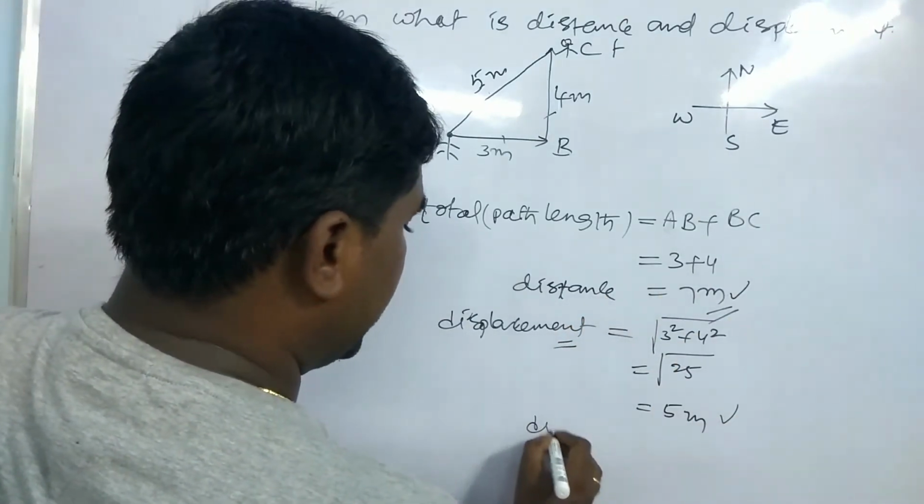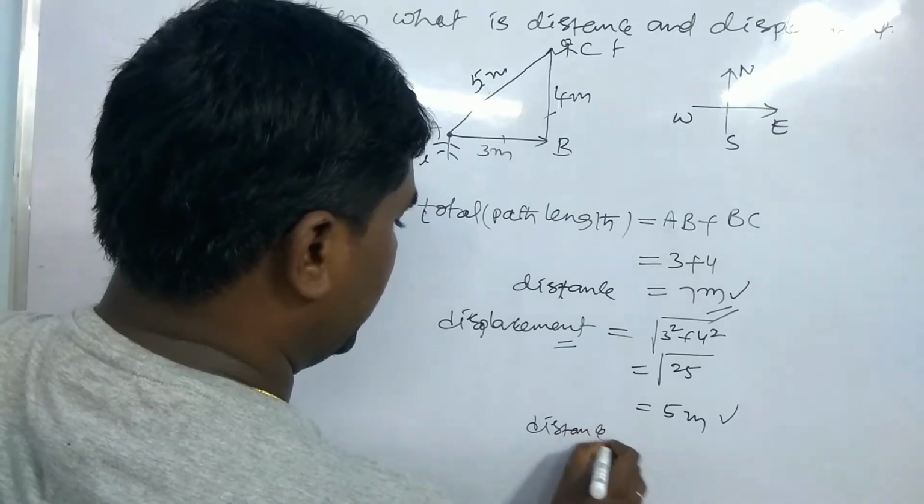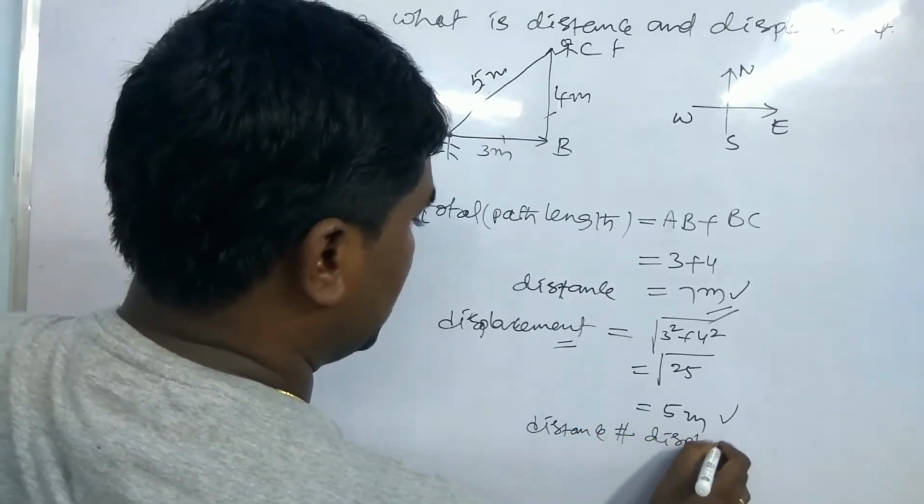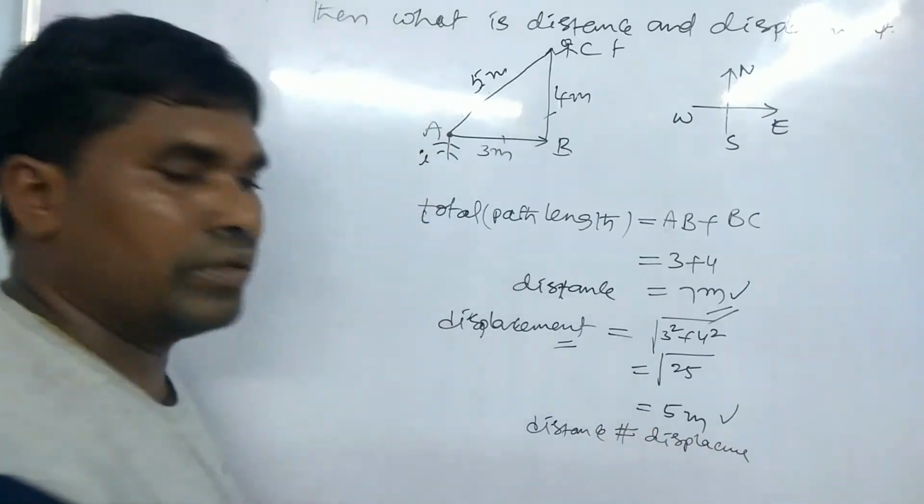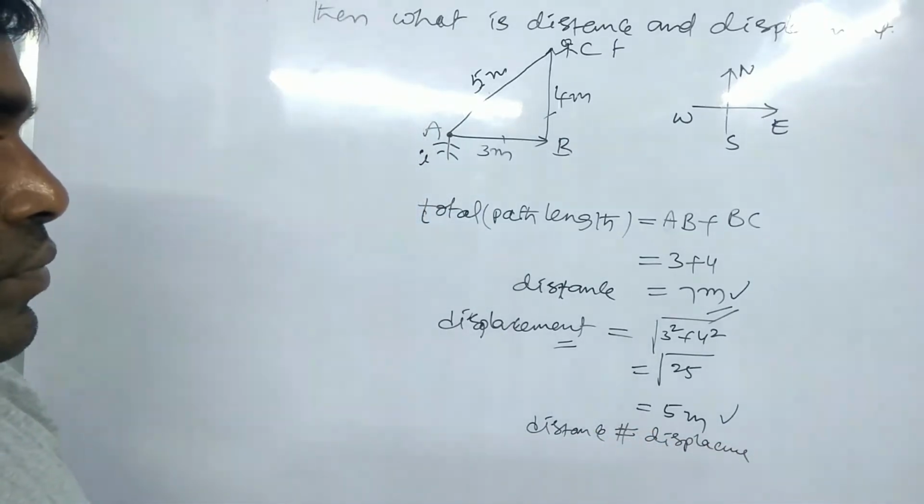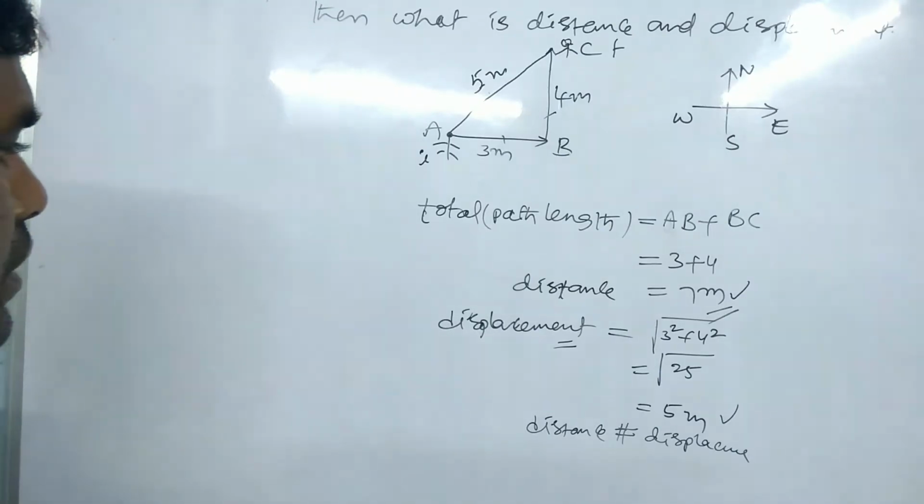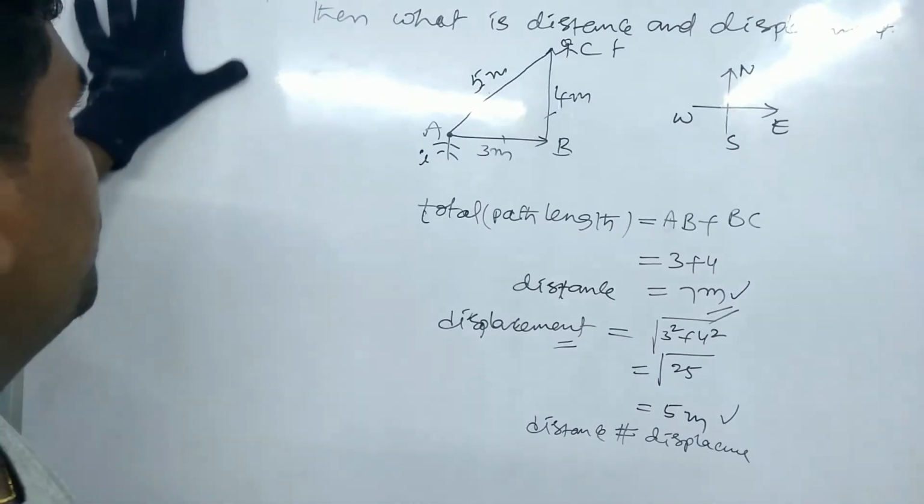So here distance is not equal to displacement. Okay, clear? Right, this is the process. You have to find the distance and displacement. And one more example you have to see.